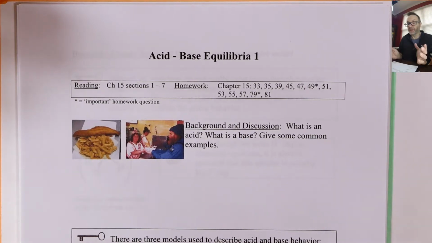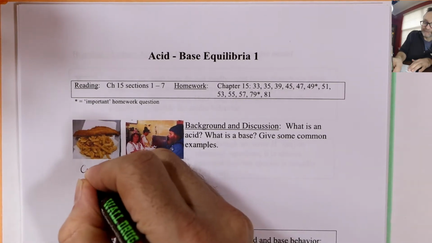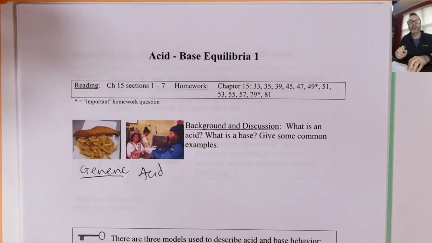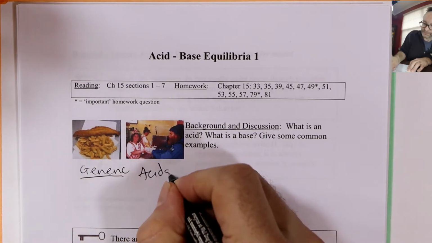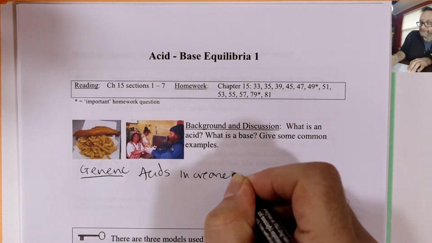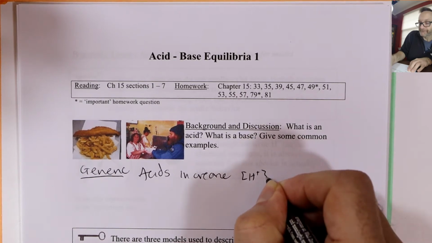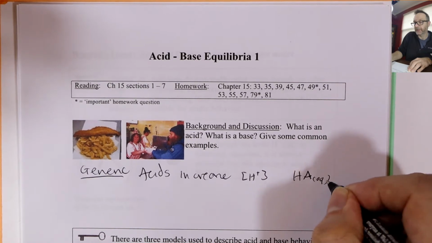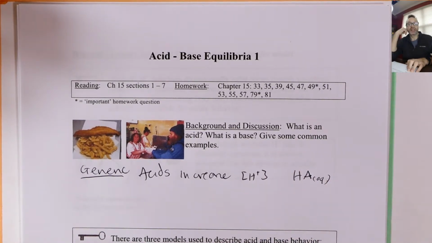First things first, what's an acid, what's a base? Give some examples. If I go generic, acid: what do acids do? Well, they increase the amount of H+ aqueous ions in solution. The more H+ you have in solution, the more acidic a solution is. So acids, generically, have the formula H on the front, whatever anion on the back. So acids increase the H+ ion concentration.